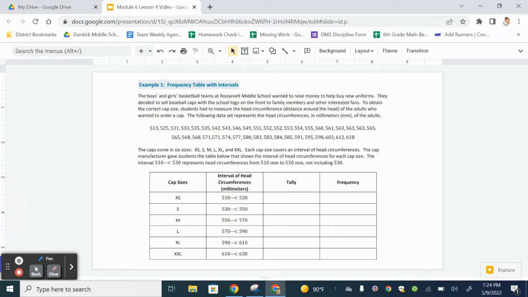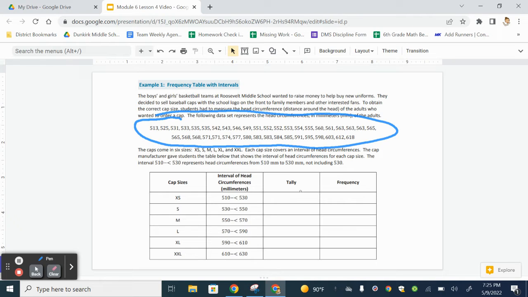So what we have to do is take all of this data that we have here and organize it into our frequency table. So on the far left, you see all of the cap sizes. The next column indicates the intervals. Then we have our tallies. That's just where you indicate a little slash for each time you see a number in those intervals. Frequency is just how many tallies you have, is how often you see that number.